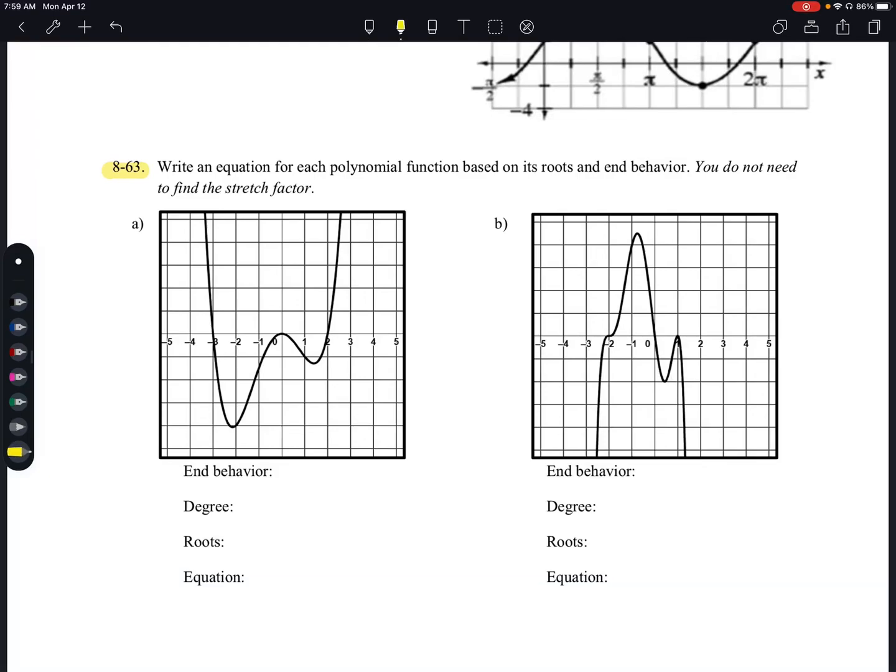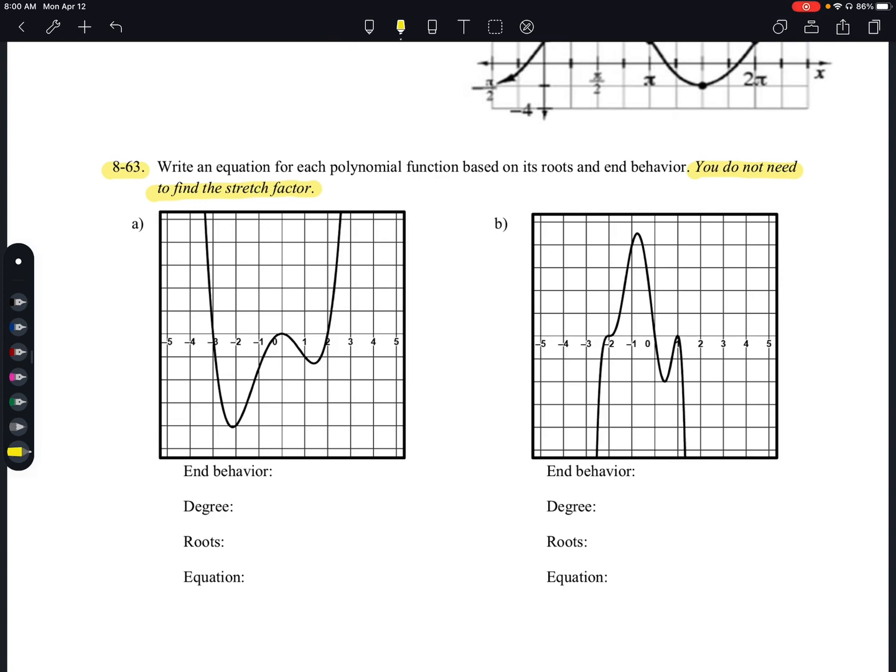This is the homework help video for problem 8-63. It states, write an equation for each polynomial function based on its roots and end behavior. You do not need to find the stretch factor. Okay, so just remember on this one, we do not need to find the stretch factor.